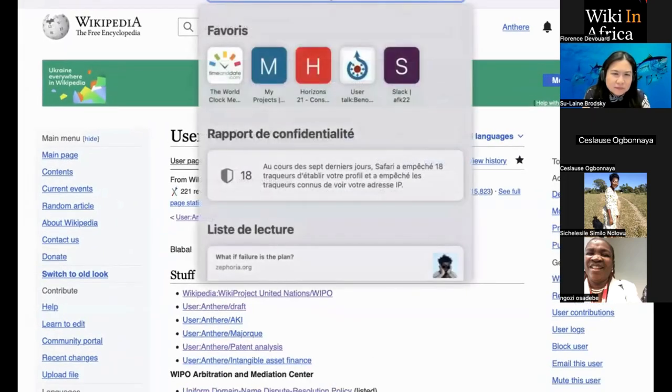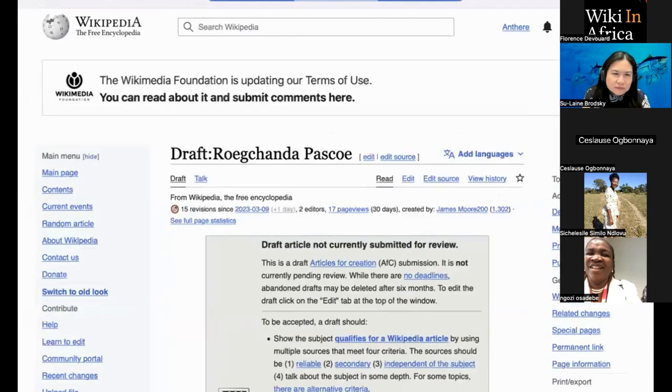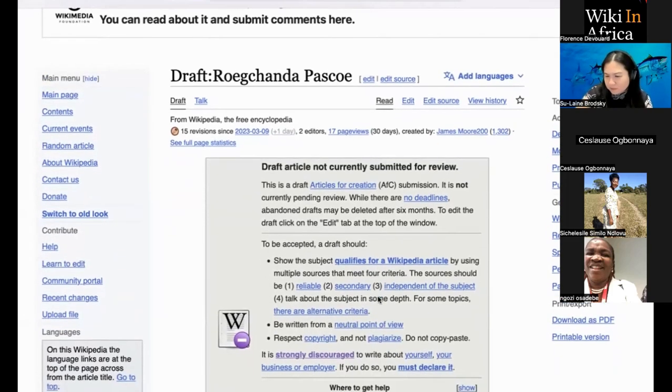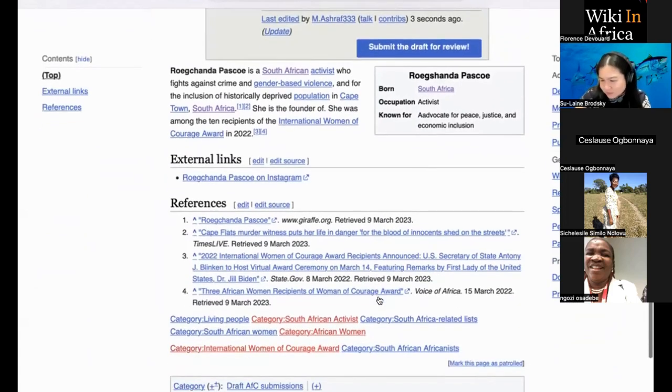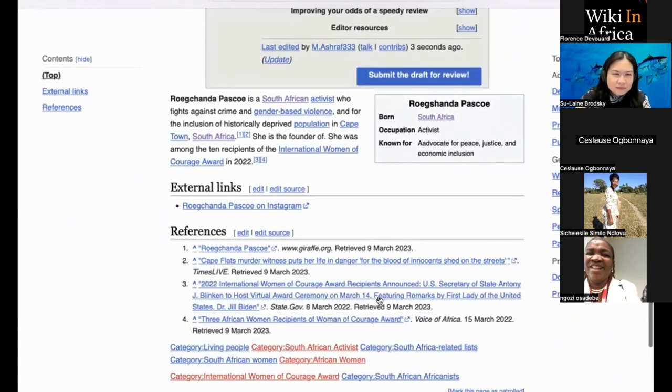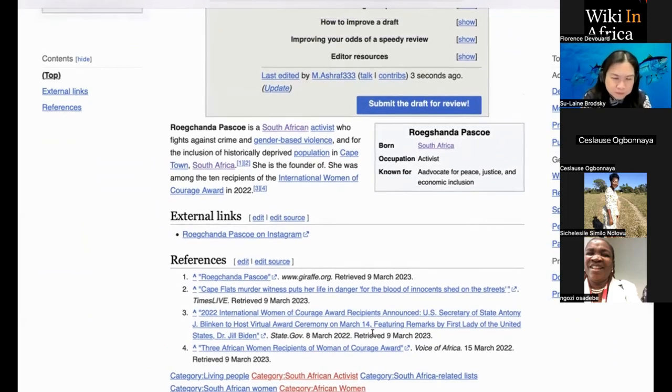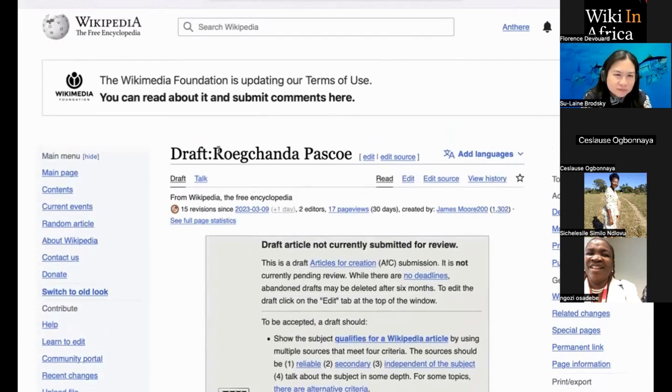Let me show you. This is a perfect example that happened just yesterday. James was writing an article in the main space, and it was removed. Somebody added a big banner to say, roughly, I don't like it. Honestly, I invite you all to have a look, except that he forgot to put what she's the founder of. But other than that, this article seems to me that the person is notable enough. There's an external link. There are several references and secondary sources. For me, there's absolutely no reason it should be removed from the main space, but maybe Su-Laine will have an opinion on this. But in any case, this was moved to the draft space.